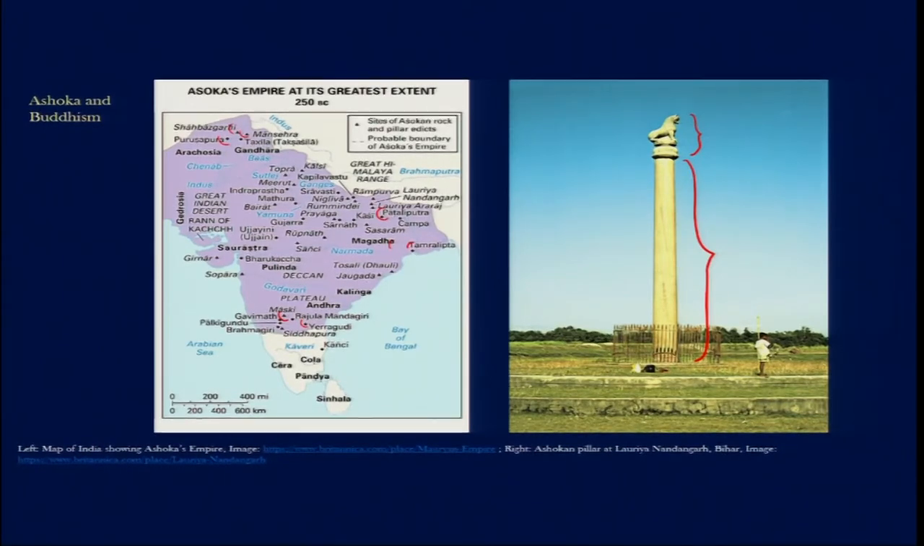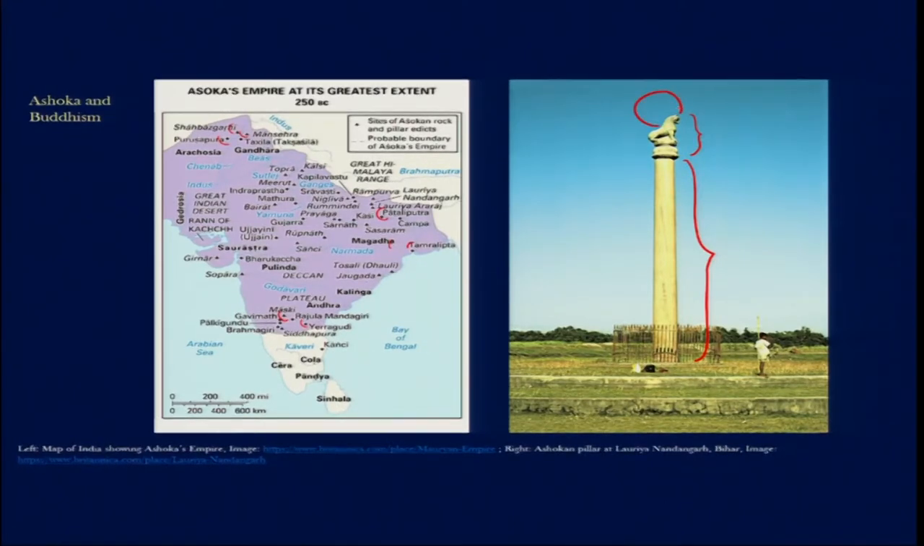So we are looking at a pillar that is from Lauriya Nandangarh in Bihar. And this, of course, comes from the 3rd century BC. And in this one, the animal which is carved on the top of this pillar is carved in a highly naturalistic way. And it is also believed that on the top of that, perhaps there was a wheel, the wheel of law, which was installed on the top of it.